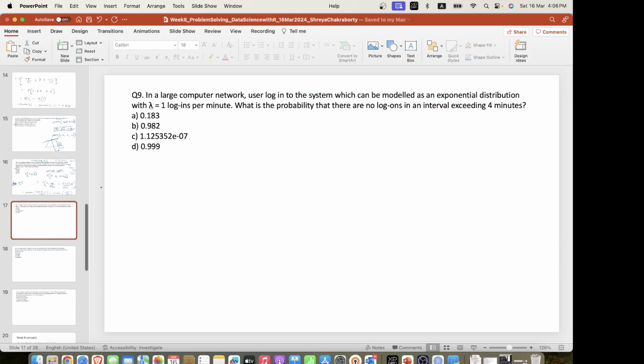In a large computer network, users log in to the system, which can be modeled as an exponential distribution with lambda equal to 1 logins per minute. What is the probability that there are no logins in an interval exceeding 4 minutes?